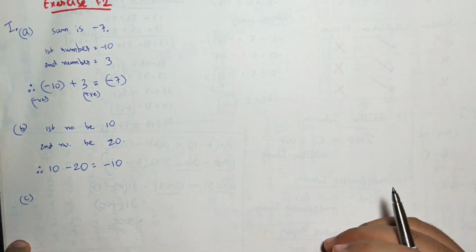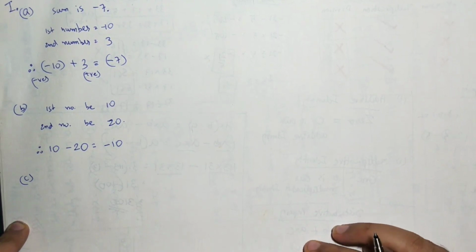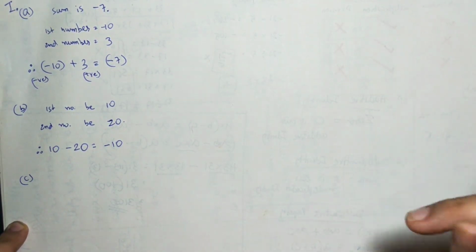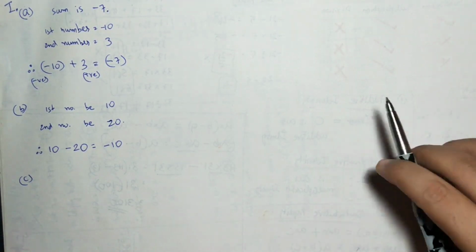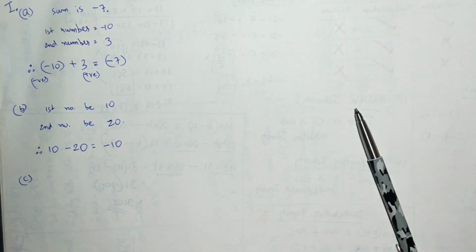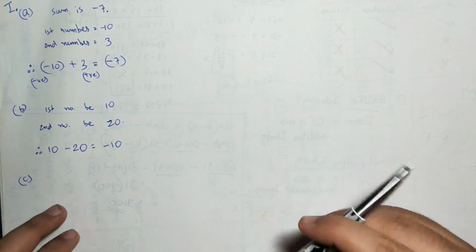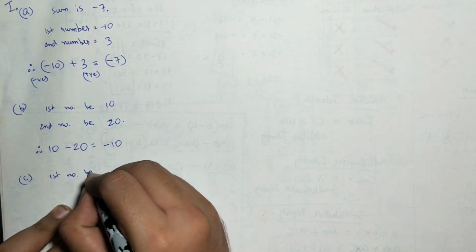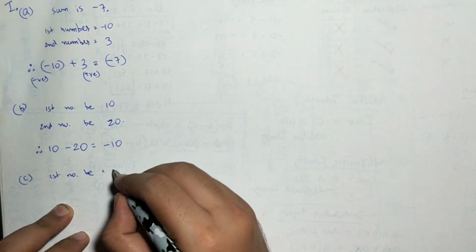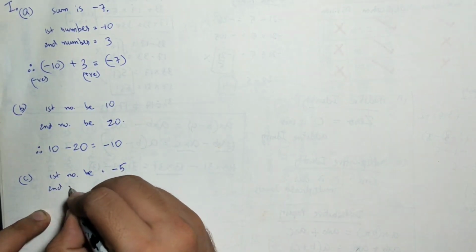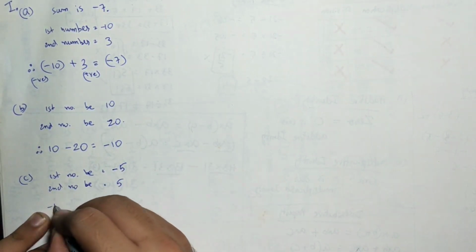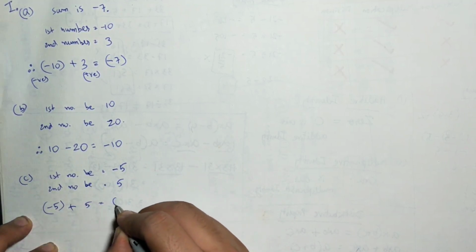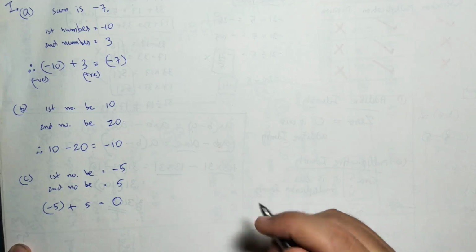C. Sum is 0. If the sum is 0, it means both the numbers should be additive inverses, and it is a rule also. I hope you remember additive inverse. Always when they're added, the answer comes out to be 0. So I need answer 0. I can use any two additive inverses. Let us take minus 5 and 5. So minus 5 plus 5, answer will be 0. Second question.